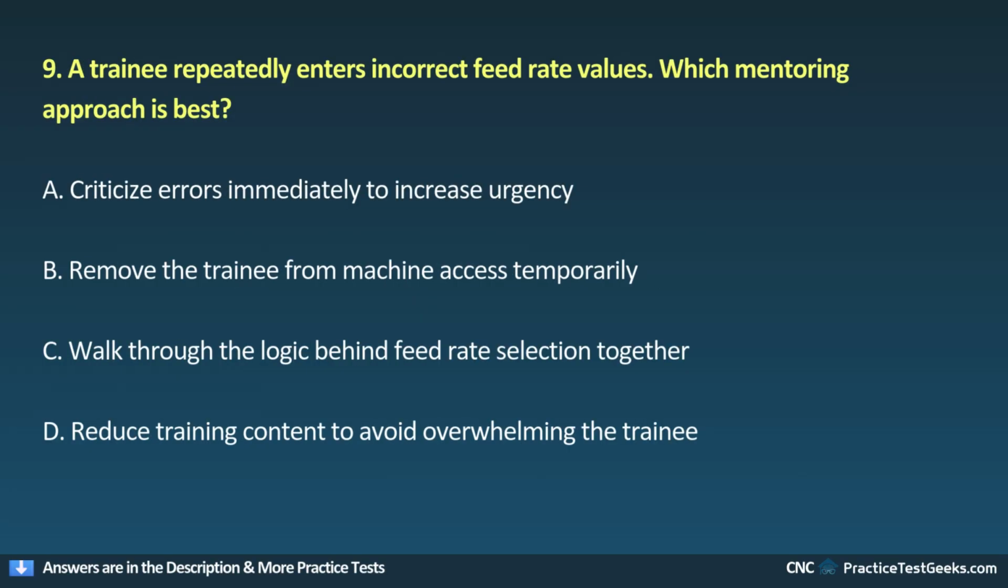9. A trainee repeatedly enters incorrect feed rate values. Which mentoring approach is best? A. Criticize errors immediately to increase urgency. B. Remove the trainee from machine access temporarily. C. Walk through the logic behind feed rate selection together. D. Reduce training content to avoid overwhelming the trainee.